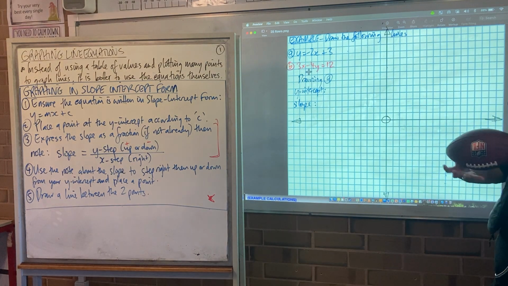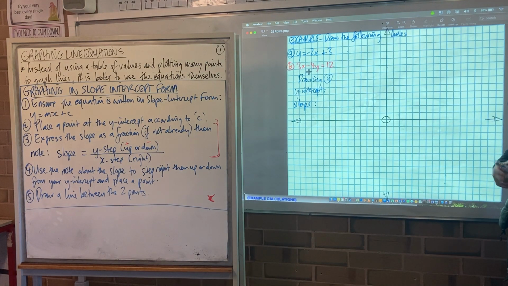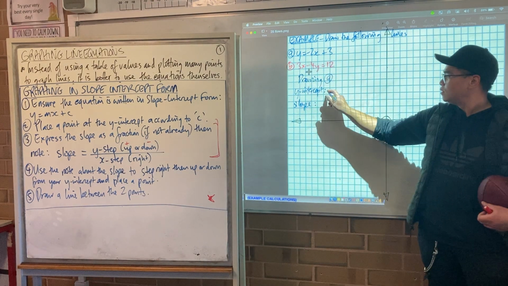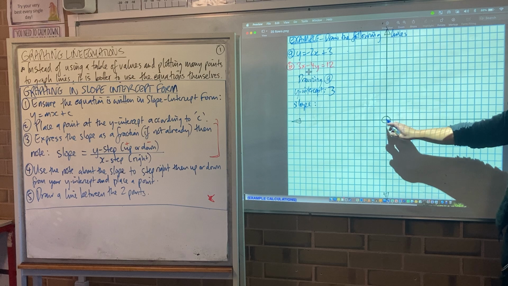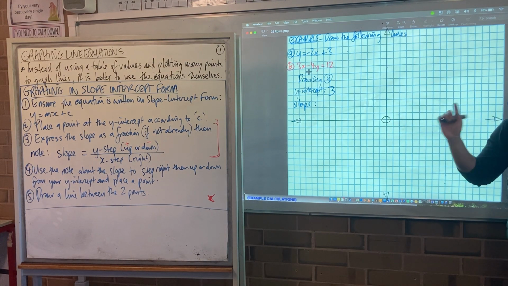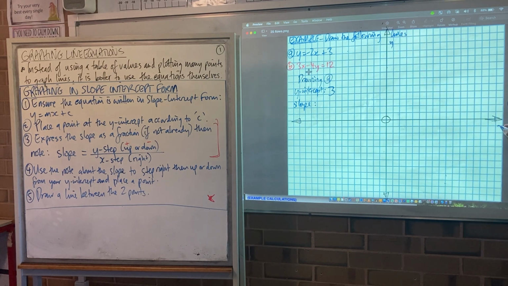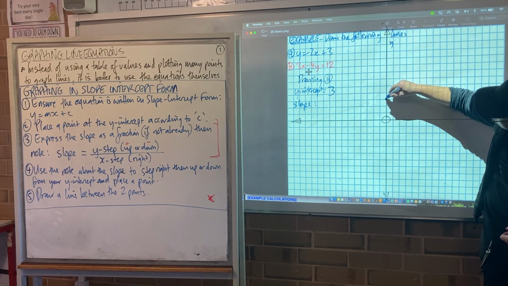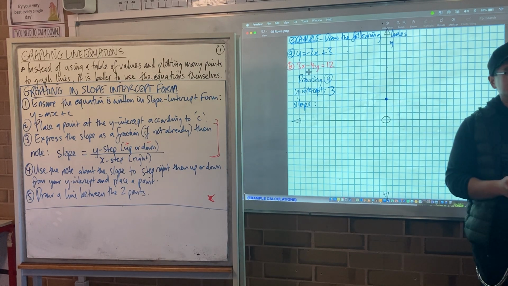Step 2, place a point at the y-intercept according to c. What is c in that equation? 3. So I know where to put it. Remember it's the y-intercept, which of these axes is the y-axis? The up and down or the left and right? Up and down. If you want to remind yourself, chuck that on. So I'm going to put a dot, 0, 1, 2. There's my first dot, that is the y-intercept.